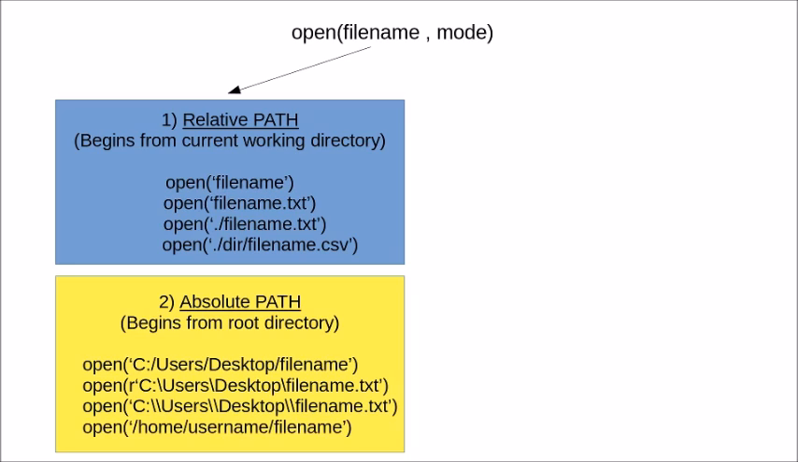Or if you are working in a Linux operating system, you can give an absolute path as slash home slash username slash file name. So these are the two different paths, and I have explained how you can give the file names. Now let's come on to the second parameter of open, that is the mode.